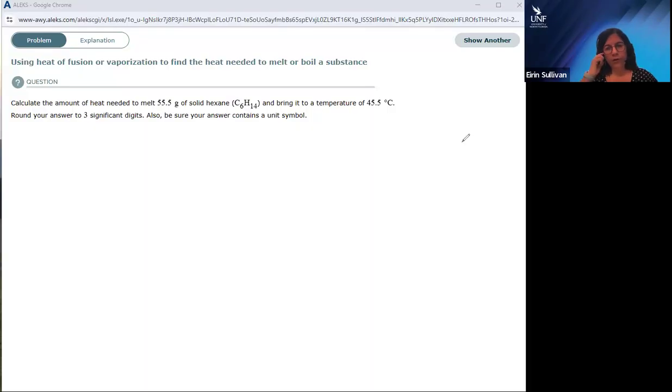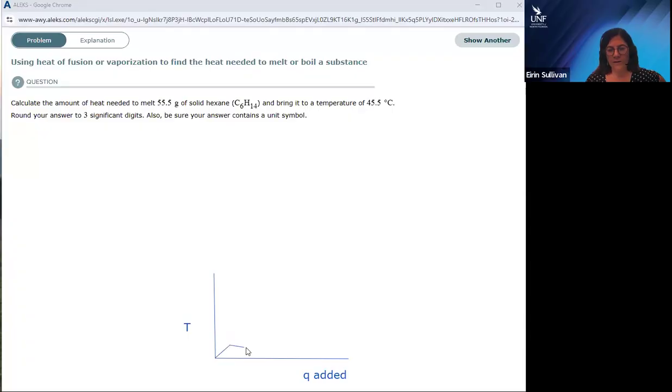Using heat of fusion or heat of vaporization to find the heat needed to melt or boil a substance. Essentially, what you're doing for this kind of problem is that a heating curve can help you visualize it. You are going to add Q for whatever steps of the heating curve you are observing. Usually a heating curve is temperature against heat added Q, and the general shape is going to be something a little bit like this.